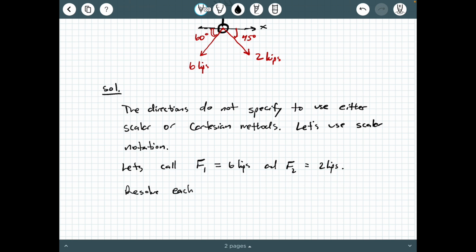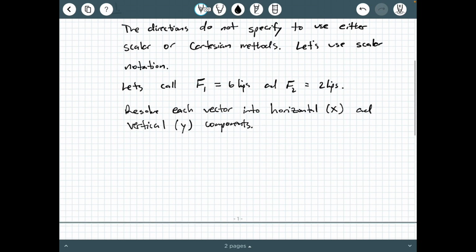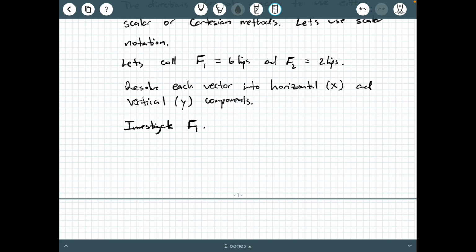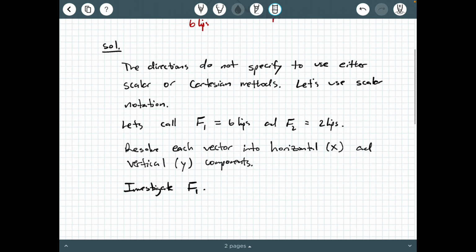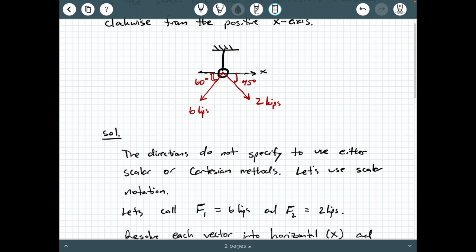Resolve each vector into horizontal, which again, horizontal we normally call x, and vertical, which we normally call y, components. Okay, so let's look at this vector F1 first. Okay, we're going to say investigate. Now, when we investigate F1, you should notice that F1 is pointing in which quadrant?